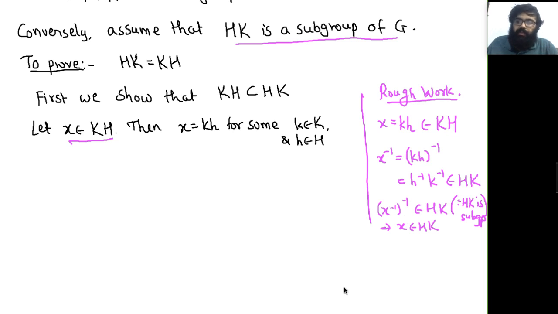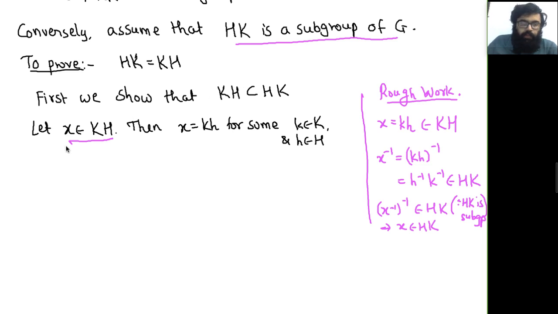So now we write it like the book. So the proof will be given by the back calculation. So what we have got here, see, in rough work we have assumed h inverse k inverse is in HK. So x inverse is in HK, and then we take x inverse inverse, which is x, in HK. So now the proof. This is the rough work, which is the back calculation, and then we write the proof in our own way. So we are showing that KH is a subset of HK.